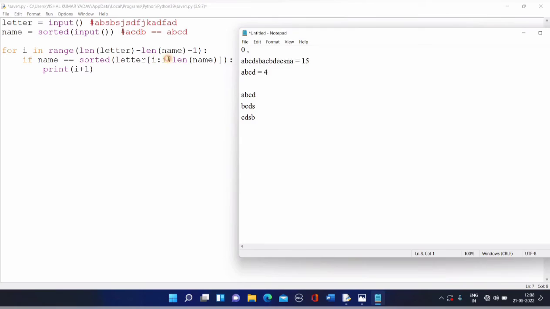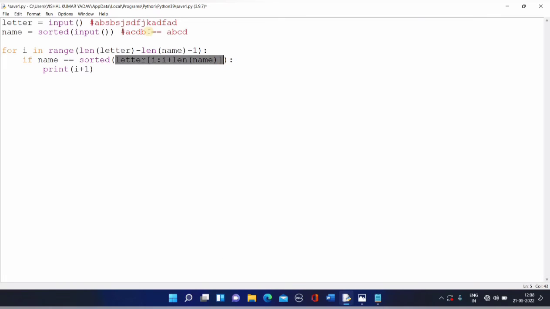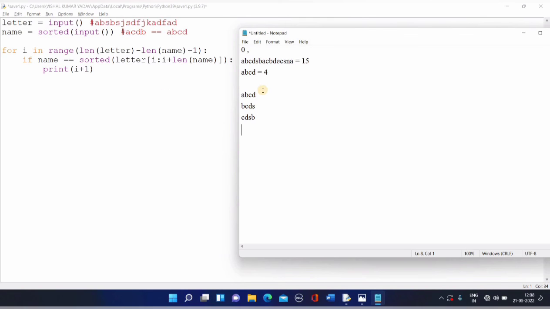That is what is happening over here. This thing is meant for slicing my letter. It will slice my letter, and up to what I have to slice, I have to slice from i to i plus length of name. And now once it is sliced, I'm sorting it.